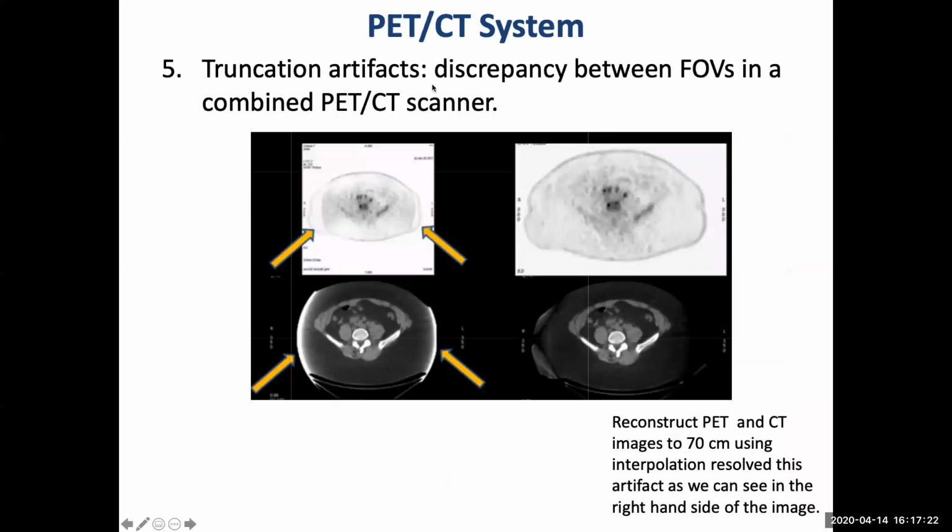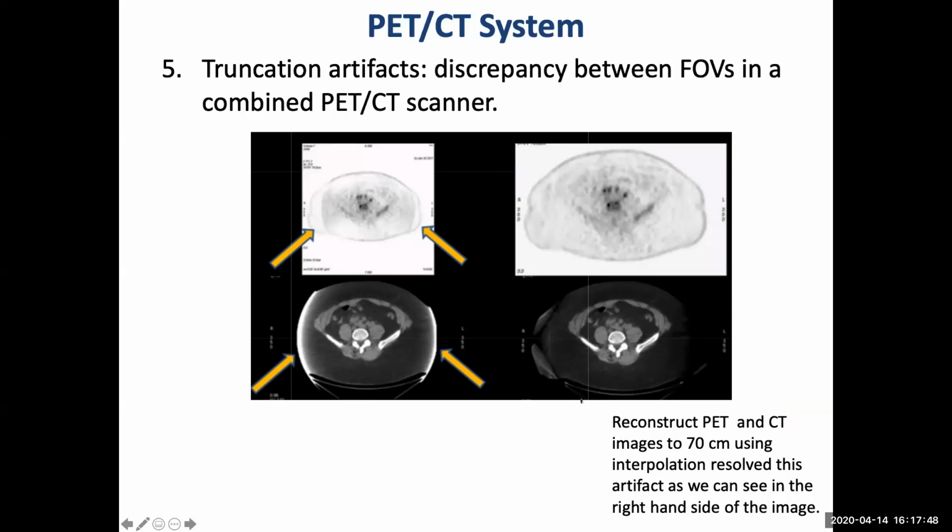Another one is the truncation artifact, or discrepancy between field of view in the PET and CT. If a portion of the patient, as we can see here, is outside of the CT field of view, this causes high attenuation at the margin of the CT image, leading to PET activity overcorrection in this region and activity underestimation of the outside region.